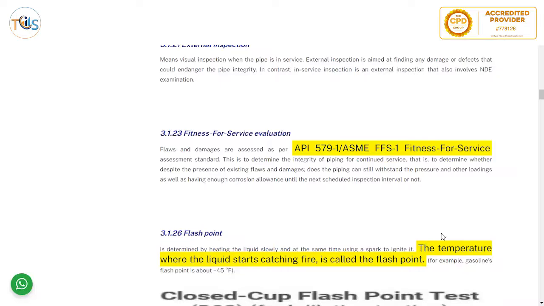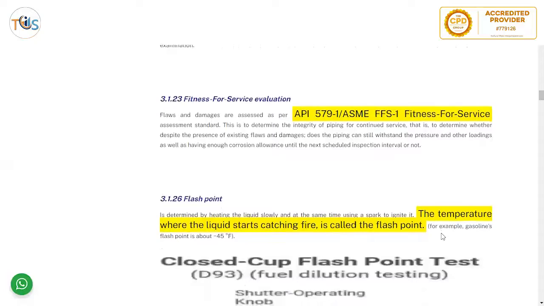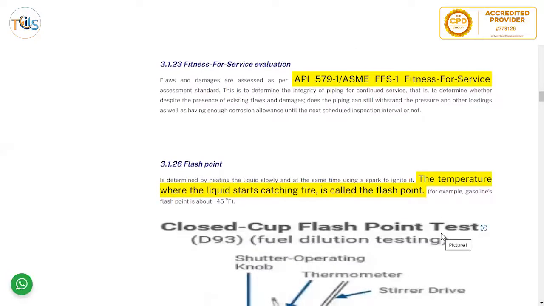Fitness for service evaluation. Flaws and damages are assessed as per API 579 FFS Fitness for Service Assessment Standard. This is to determine the integrity of piping for continued service. That is, to determine whether, despite the presence of existing flaws and damages, the piping can still withstand the pressure and other loading, as well as having enough corrosion allowance until the next scheduled inspection interval or not.